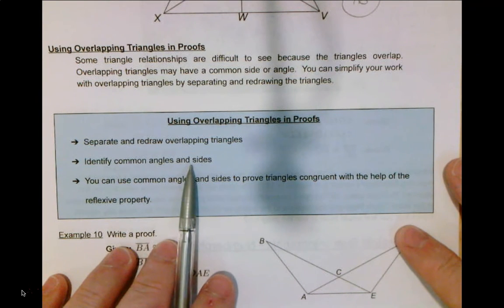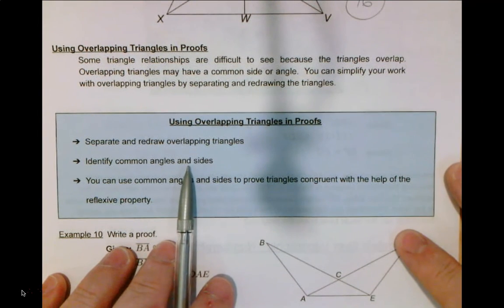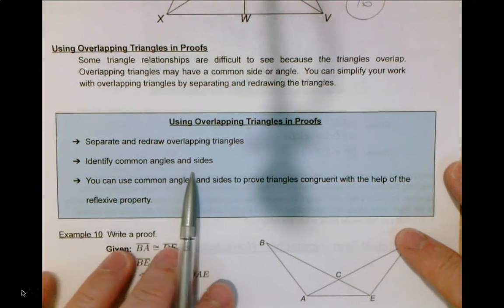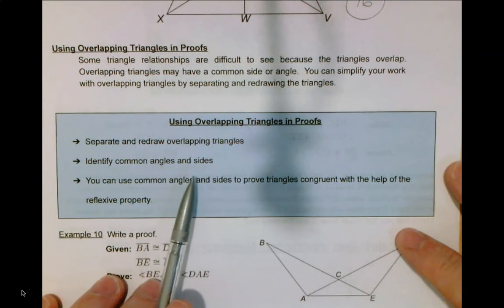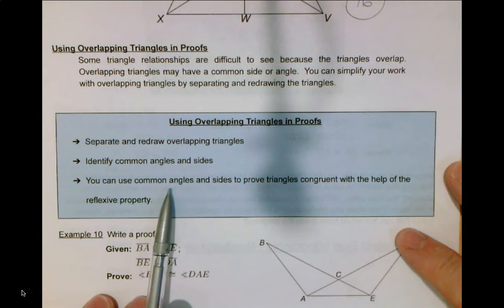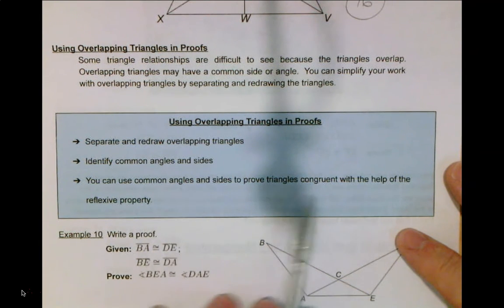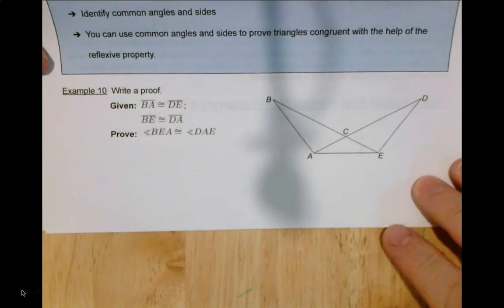Identify common angles and sides. That's important because before you separated them, they were common angles and sides. After you separate them, they're usually not. But you've got to remember that they are still common angles and sides from before you separated them, and we can use the reflexive property to say that they're still congruent. So that leads us into example 10 here.